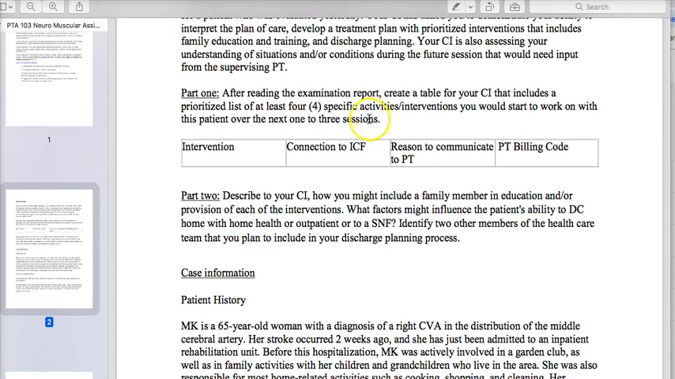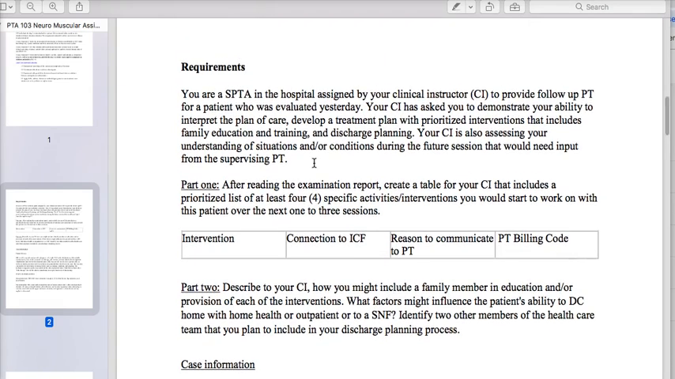And that's what you're going to do in this connections to the ICF. Why did you pick therapeutic exercise as your top intervention? And then why did you pick therapeutic activities as your second intervention? And you need to justify that based on the ICF model, and how you might include a family member in the education or provision of each of these services. That is part of the connection to the ICF as well. Okay, and that's coming in part 2. But look at part 1.